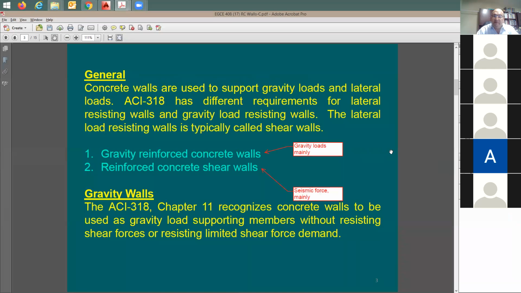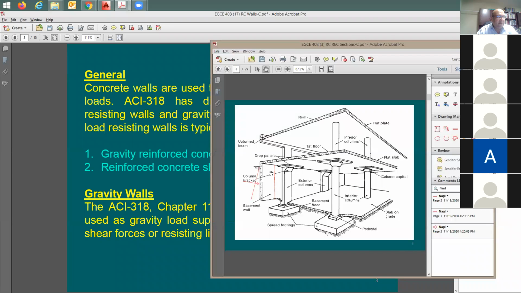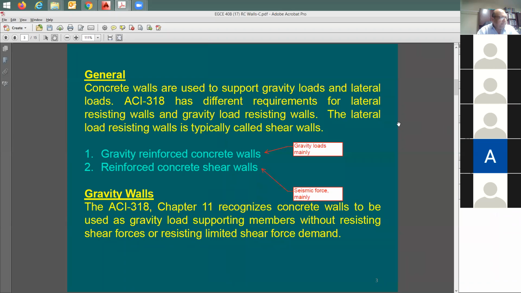So I'm going to say here the types of walls I have. I have gravity walls, which are going to be supporting vertical loads only, mainly. I'm going to have also shear walls, which support gravity loads, and you're also going to have seismic forces, like lateral forces, on them. And then I have retaining walls, which retain the soil, like in this case. A basement wall is also going to be a retaining wall, or one of these cantilever retaining walls, if you like.